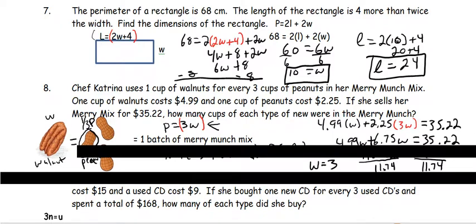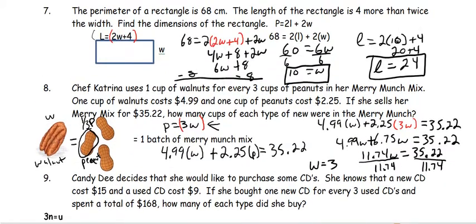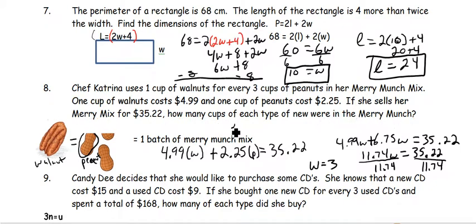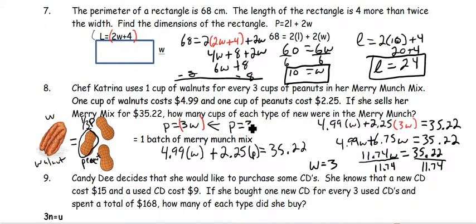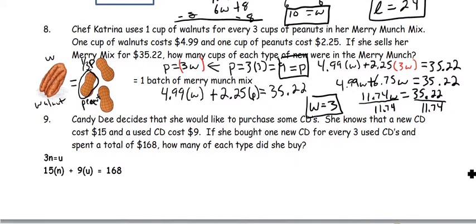Well, apparently not all of our technical difficulties were resolved, but let's work this out. So now to find peanuts, we're going to substitute 3 in place of the W here. I get P equals 3 times 3, which equals 9. So 9 is our cups of peanuts, 3 is our cups of walnuts, and we move on to the CDs.